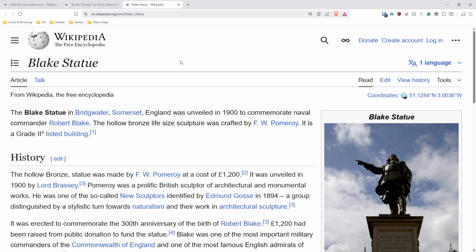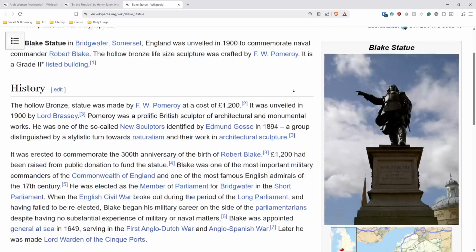The Blake statue in Bridgewater, Somerset, England, was unveiled in 1900 to commemorate the naval commander Robert Blake. The hollow bronze life-size sculpture was crafted by F.W. Pomeroy. It is a Grade 2 listed building. From what I understand, the UK grades each of their historical artifacts and buildings in a certain manner, and that's how protected they may be for one reason or another. I'm not really sure how it works, but that's how they do it.